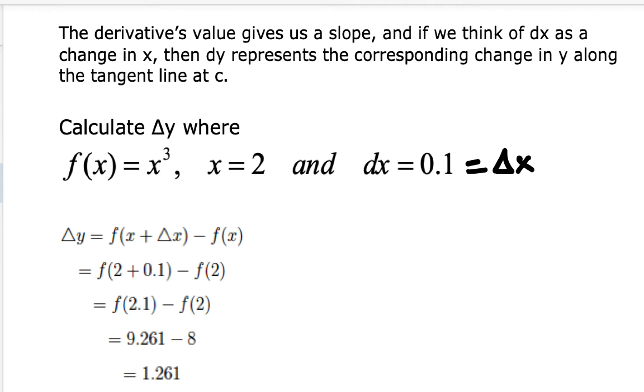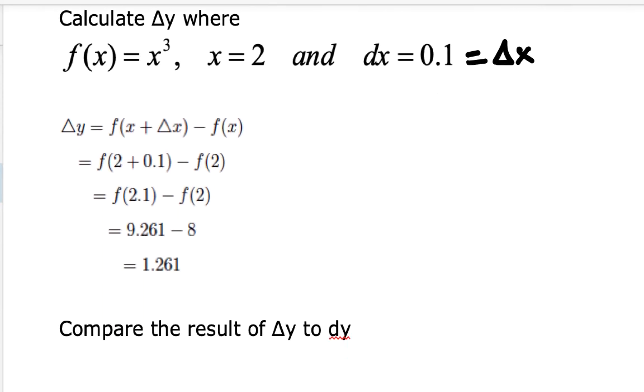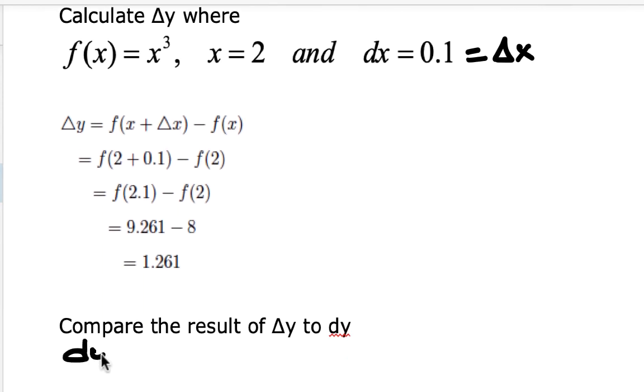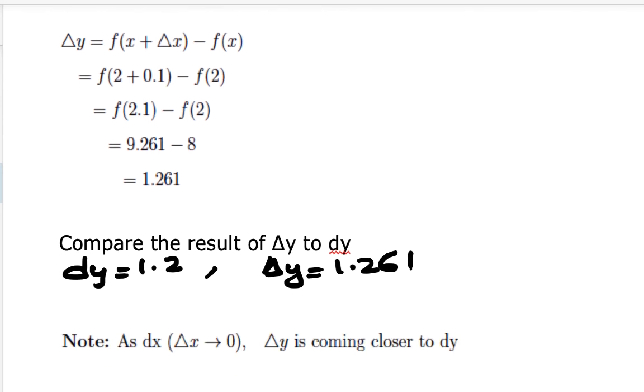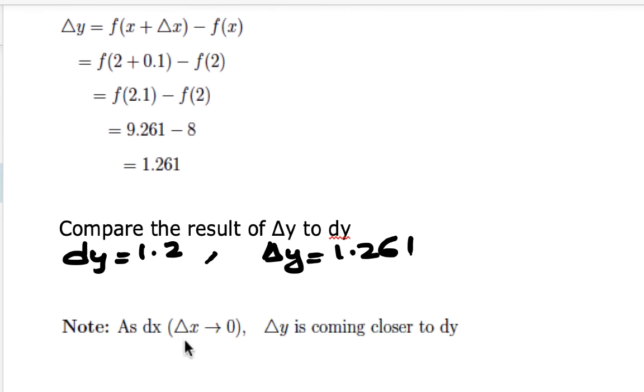Now notice that delta y is 1.261 and dy is 1.2. dy was 1.2 and this change in y is 1.261. Notice we are approximating the delta y by dy, and the difference is very, very small. So a very important fact we see here is that as this change in x becomes very, very small, the change in y comes very, very close to the differential of y.